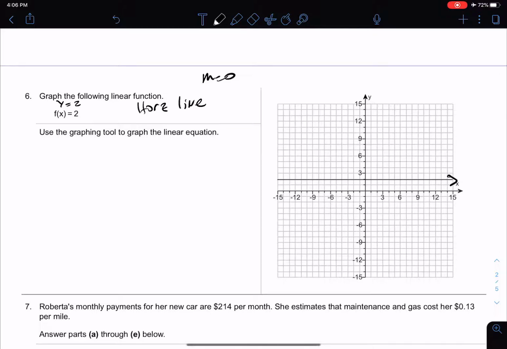So there's our horizontal line at 2. That is f of x equals 2. Now remember, this is a function, and you could do the vertical line test on it. If you draw a vertical line anywhere on that graph, it will only cross in one location, so it is a function. The only types of lines that are not functions are vertical lines, because they fail all over, everywhere. They fail along that vertical line.